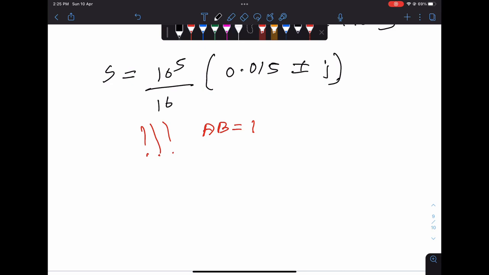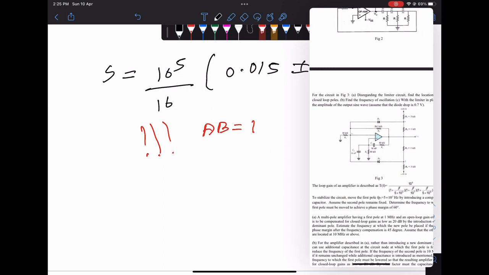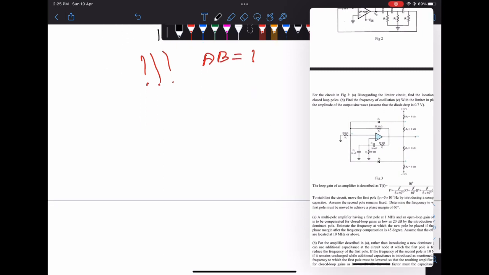So the next part of the circuit is just to find the frequency, and everyone knows from the theory that Wien's bridge frequency is 1 by RC. Just substitute the values, you can get the frequency as 1 kHz.